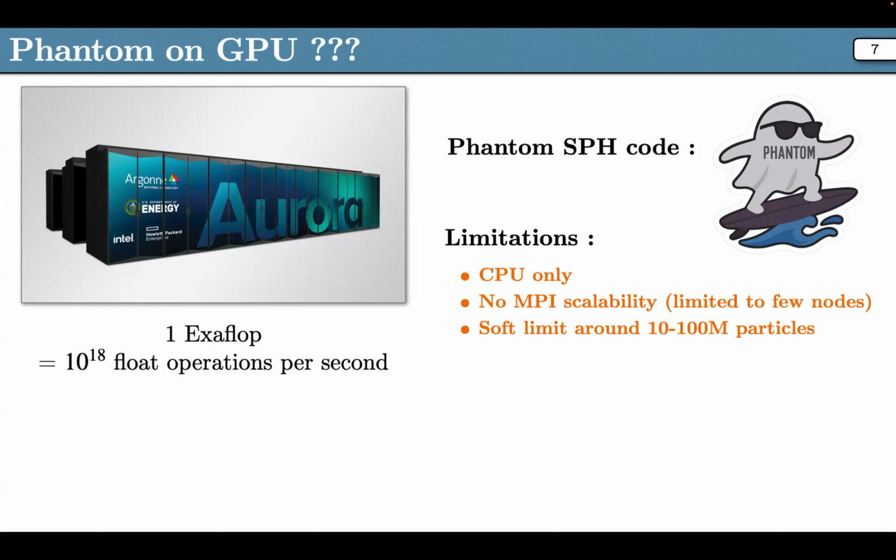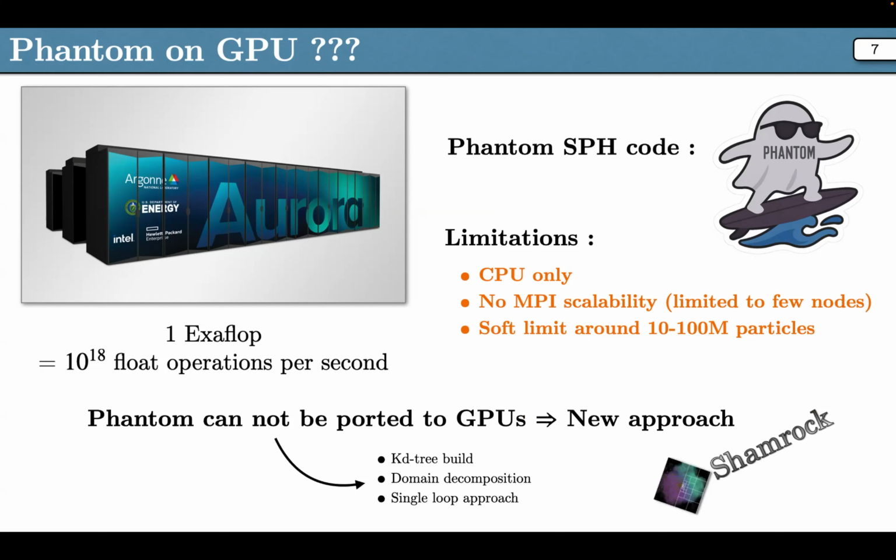It doesn't really scale on the MPI side, which means that overall you have a soft limit around 10 to 100 million SPH particles for the larger simulations. Quite early in my PhD, we saw that we could not really port Phantom onto GPUs, for many reasons: the KD tree, domain decomposition, the fact that Phantom uses a single loop approach. So we just restarted and developed Shamrock.